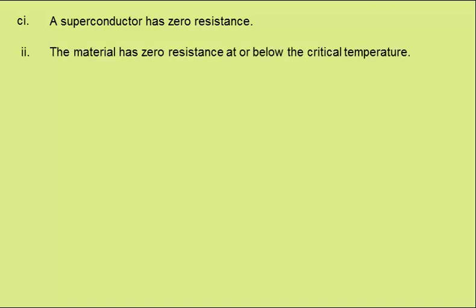In C part 1, we're to state the principal property of a superconductor. Well, it has 0 resistance. In part 2, we're to state what is meant by the critical temperature. Well, the material will have 0 resistance at or below the critical temperature.